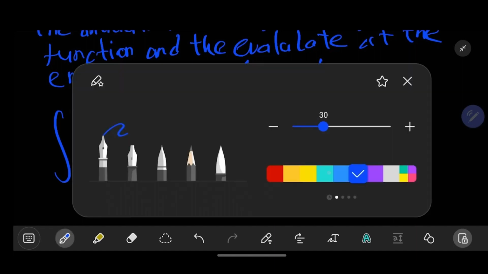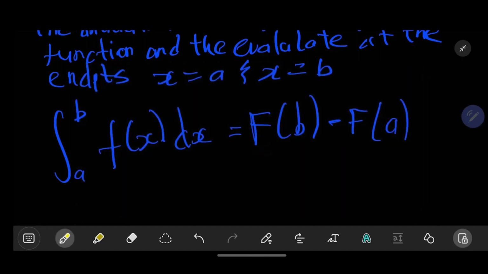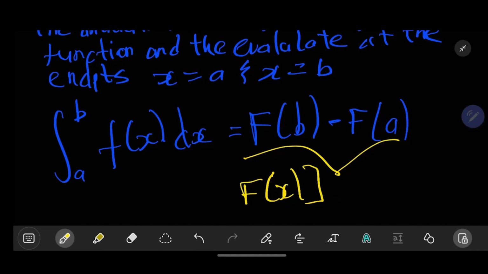And just to call this out, this can also be written as the antiderivative of f of x with limits a to b. So take note of this, right? I'll be using both of these notations during the examples that we're going to jump into. And let's go ahead and jump into our first example.